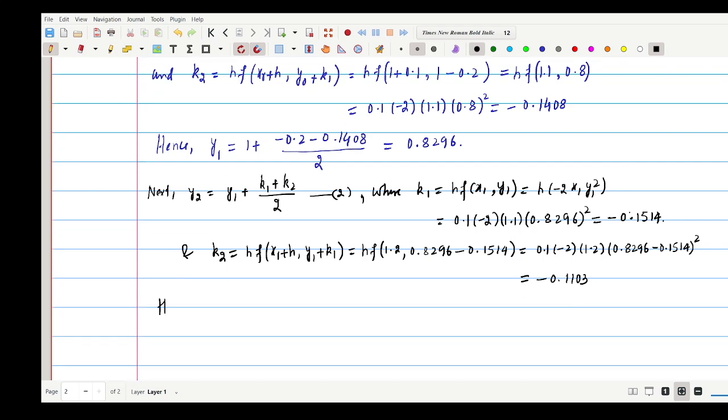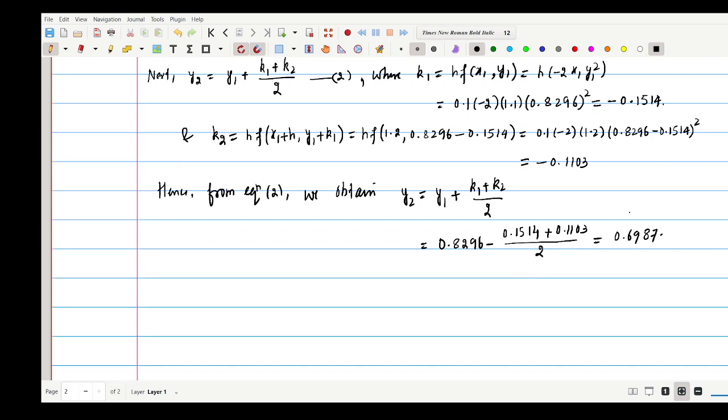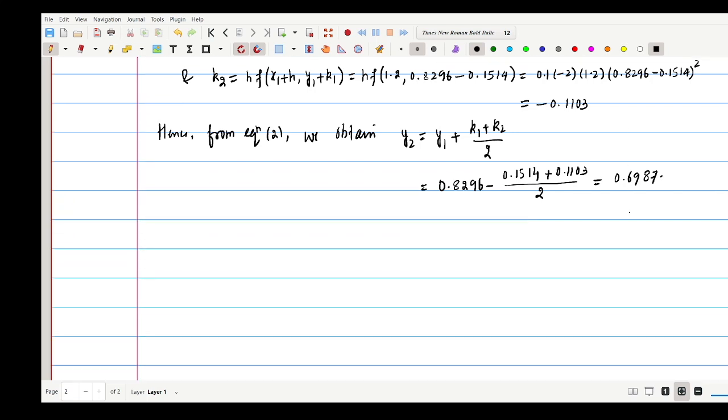Hence from equation 2 we obtain the value for y2, which is equal to y1 plus k1 plus k2 divided by 2. Now substituting the values and adding these all, we get 0.6987. So that is the second iteration y2. So finally we can arrive at the third iteration y3.